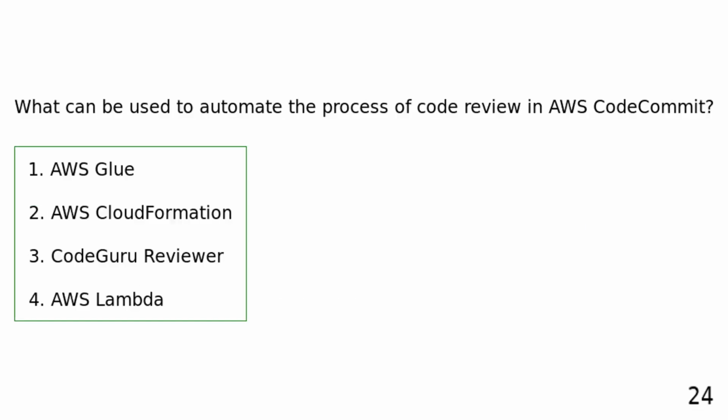What can be used to automate the process of code review in AWS CodeCommit? AWS Glue. AWS CloudFormation. CodeGuru Reviewer. AWS Lambda. CodeGuru Reviewer can be used to automate code reviews in AWS CodeCommit.